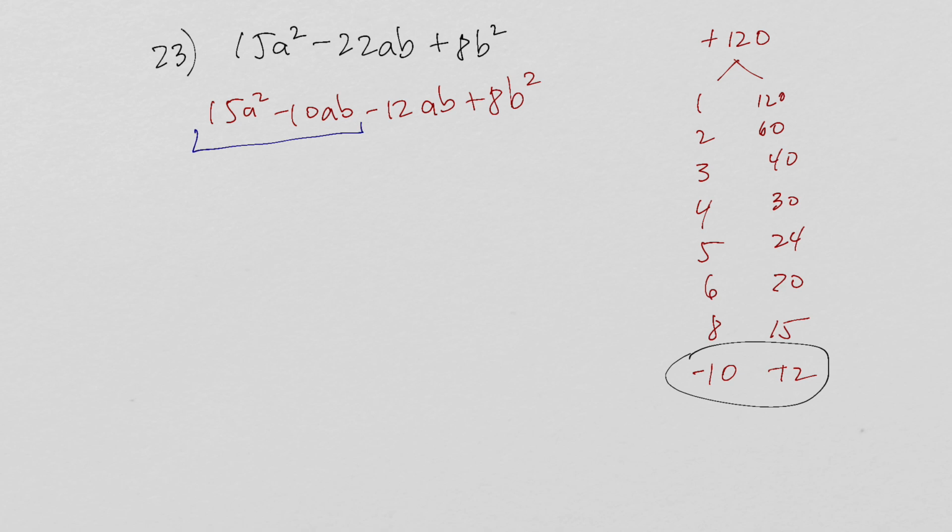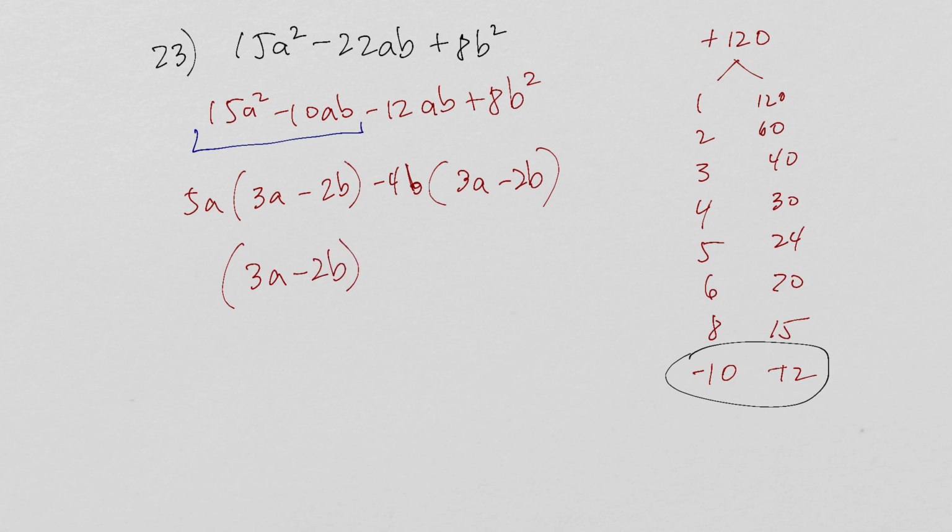Grouping these together, I can take out a 5a, and that leaves a 3a minus 2b. So I'm going to leave a big space, and I'll put 3a minus 2b down again, because whatever you leave behind here has to be left behind there. Then here, I have to put in a negative 4b. And just double check. This times this is this times this is that. So my final answer is 3a minus 2b times 5a minus 4b.